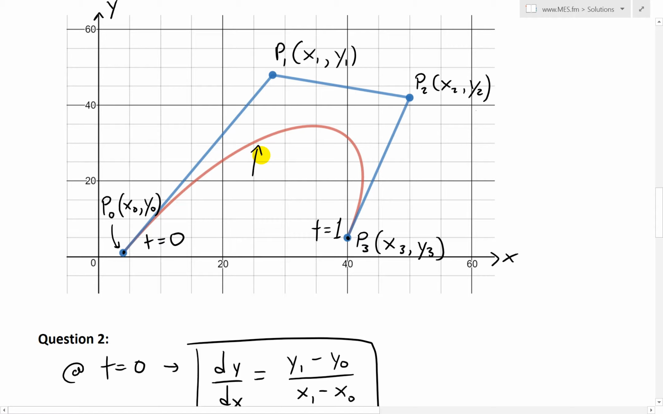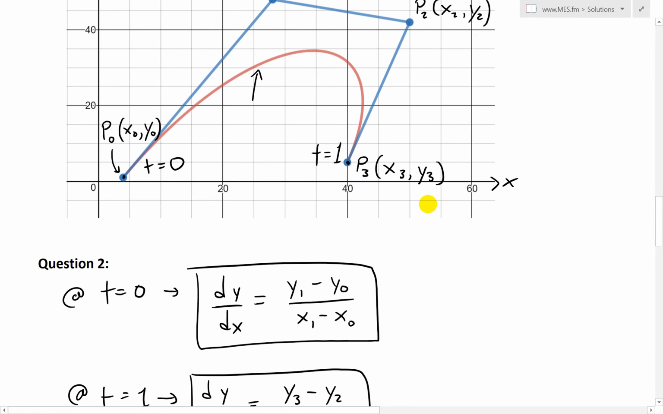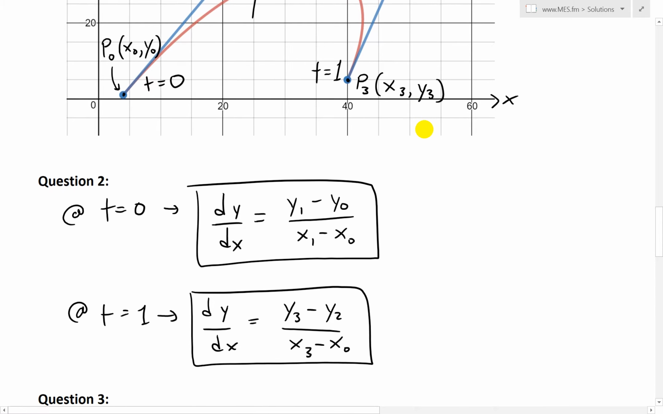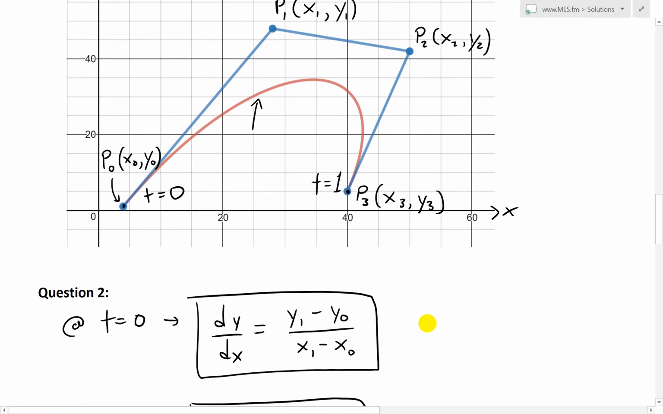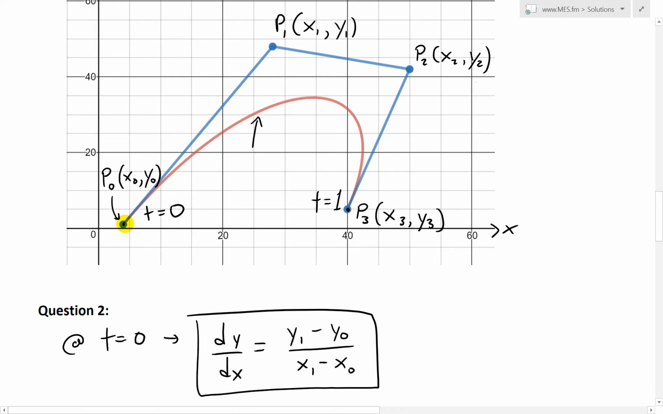So that's a Bezier curve, and these control how the shape is. You can move them around, and they never touch these points, but it just controls how they look. And in question 2, I showed that the derivative at t equals 0 and at t equals 1 is just the slope. So this derivative at this point is just the tangent line, the same as the slope of the tangent line at these points.